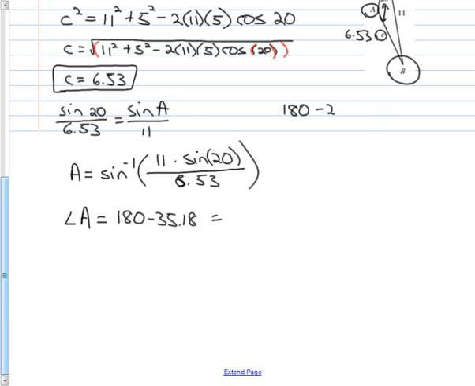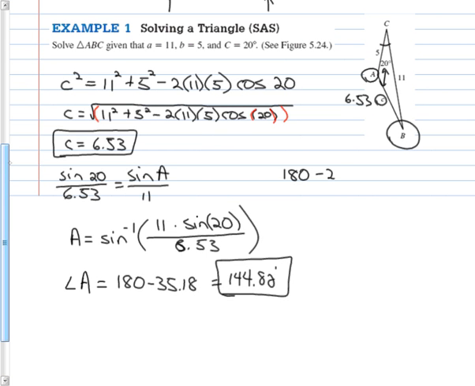So what's our angle A? 144.82. There we go. Now I can find my third angle. I know they all add up to 180. We'll subtract our 20. We'll subtract our 144.82, and we will get our last angle, B.